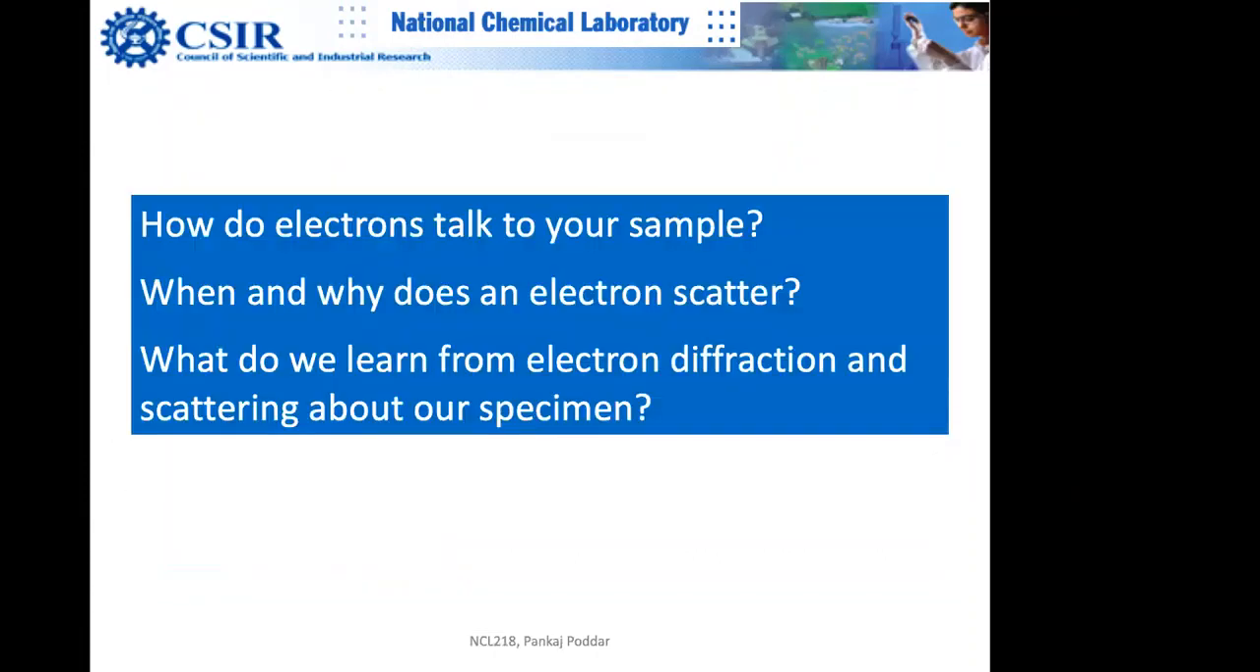Now, next question, let me take you much deeper. How do electrons talk to your sample? Because that's what we have to understand as material scientists: how do electrons talk to the sample, how does this information come, and why should electrons scatter? Why should anything scatter with something? So please remember one basic concept: if something, for example a photon or an electron, is traveling through some medium and the system is homogeneous, there won't be any scattering.